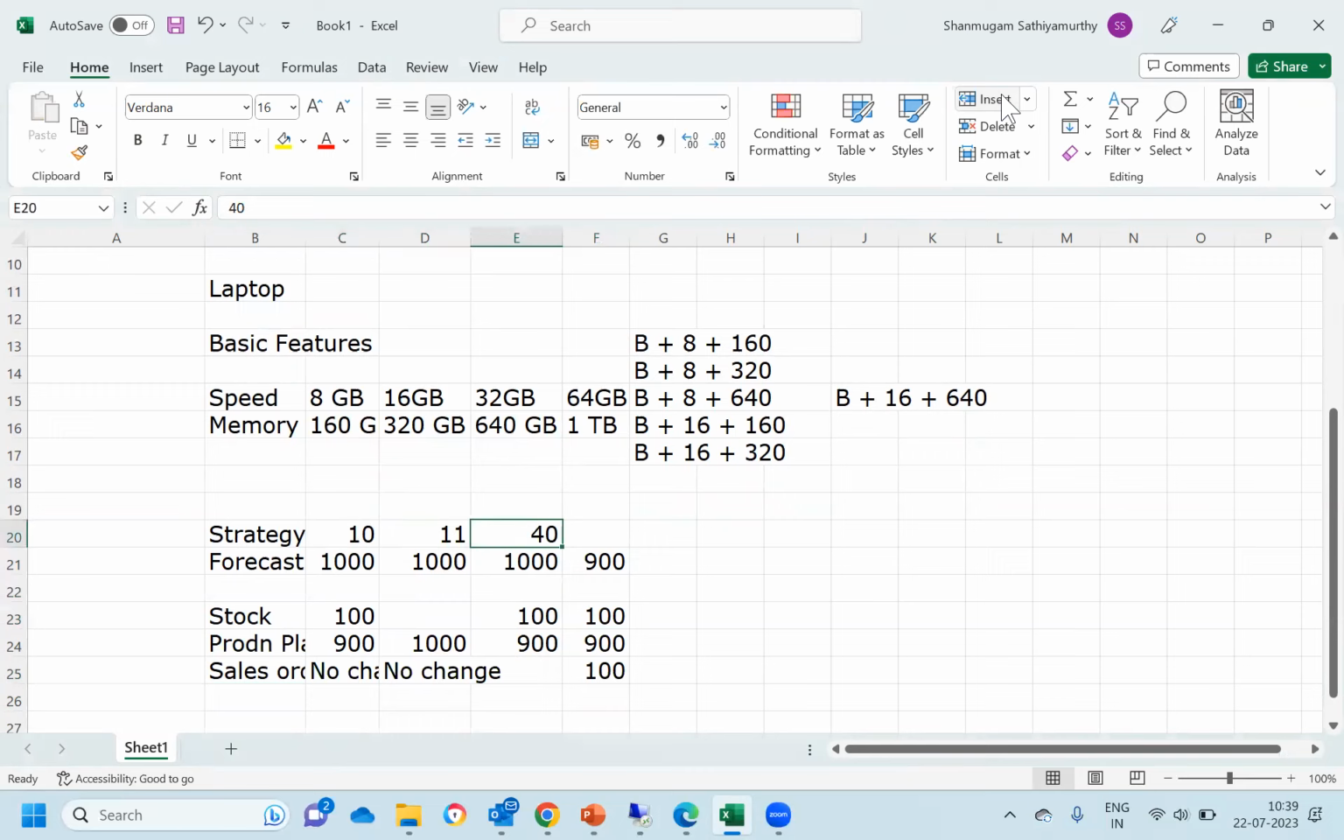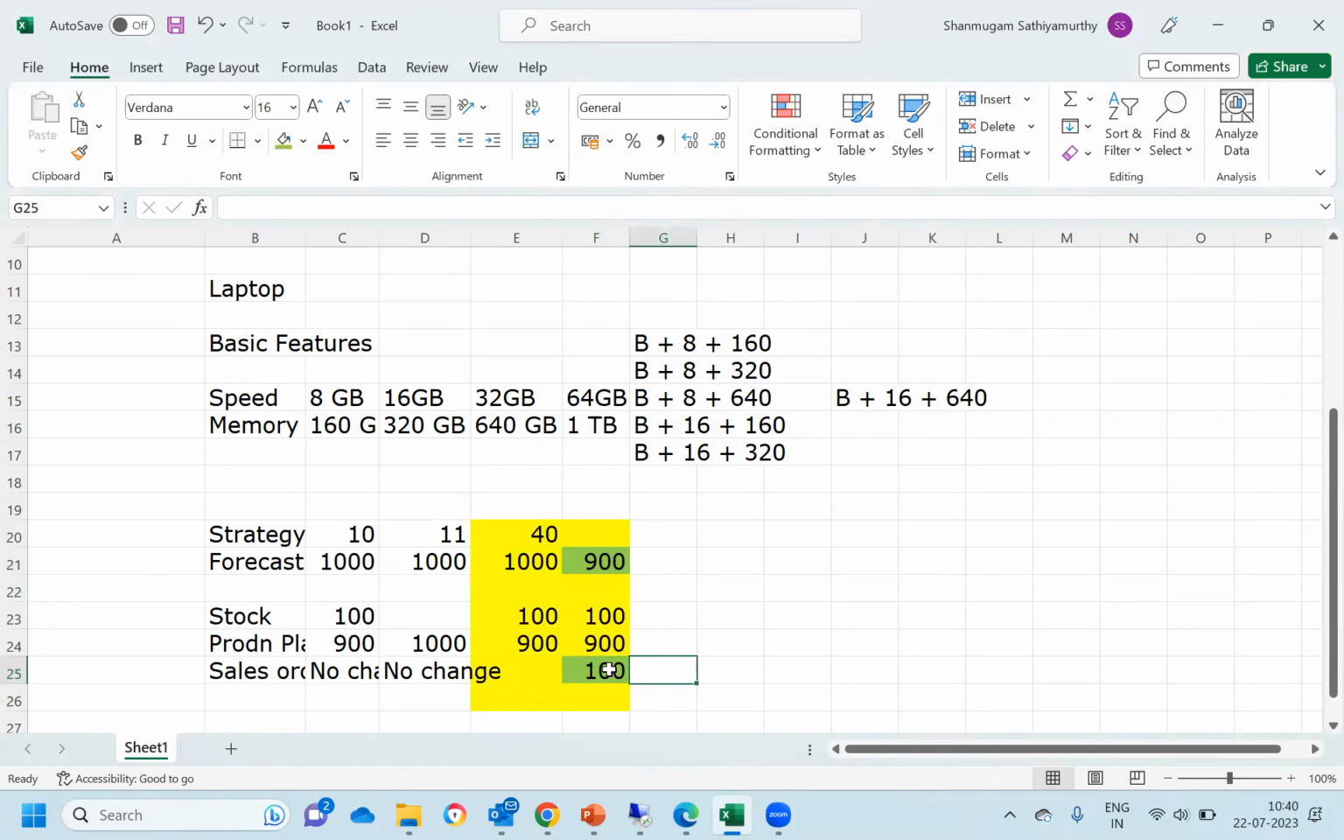Is it clear? So whatever order I create is going to consume the plan. That is strategy 40. If I create a sales order, that will consume the plan. So it will become 100 and 900. Anyway, the total is not going to change. The only point is that the system is taking a firm order instead of the forecast.